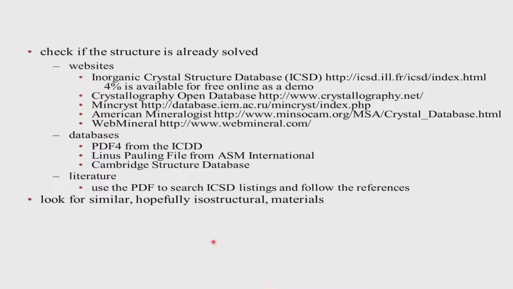Anyhow, so we can use the PDF to search ICSD listings and follow the references. ICSD and also ICDD both help to follow the references because they give a list of references. This will help you in looking for isostructural materials, similar structures, isomorphous, isostructural, those materials can be accessed. So this is the access point which we have, and therefore powder diffraction is not just a standalone recording of the PXRD. It now has a lot of information that is hidden in it which we can isolate and identify.